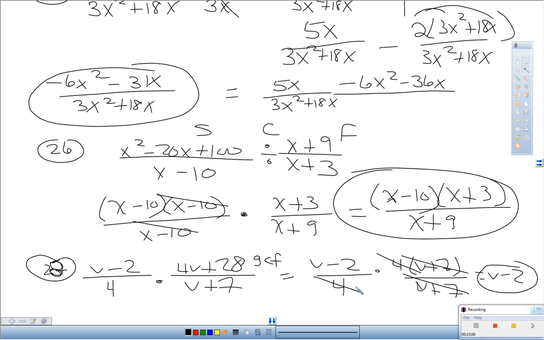And so that's why the answer for 28 is v minus 2. All right, now we're going to change some surroundings.